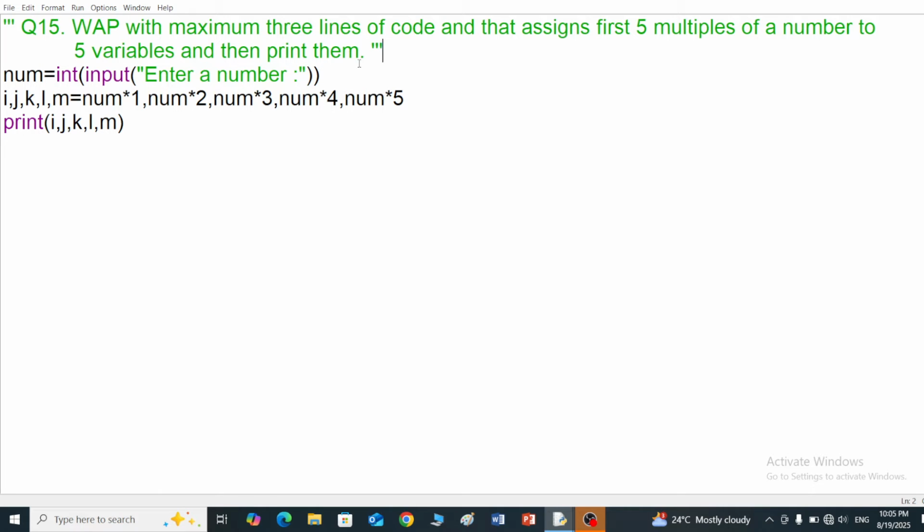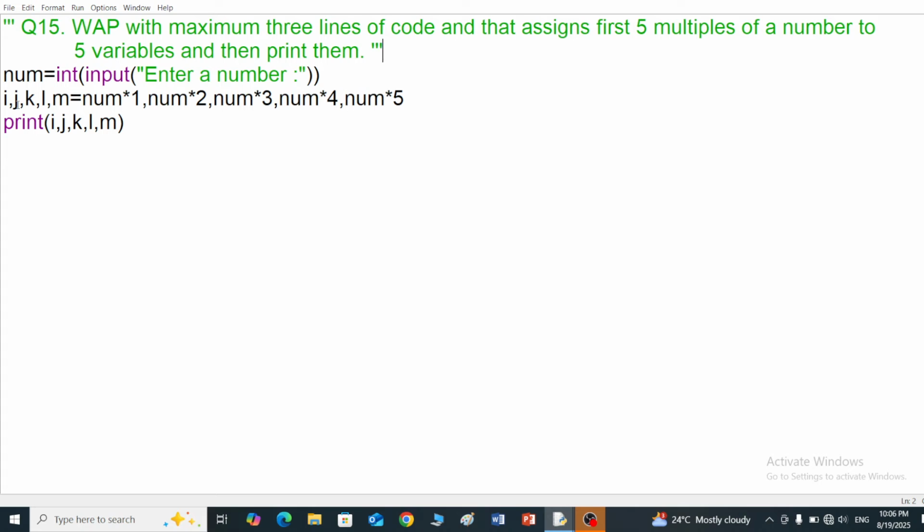So that is why first you take one input to enter a number, then the first 5 multiples. That means, suppose if we mention the number 2, that means 5 times. So 2 1s are 2, 2 2s are 4, 2 3s are 6, 2 4s are 8 and 2 5s are 10 should be displayed.